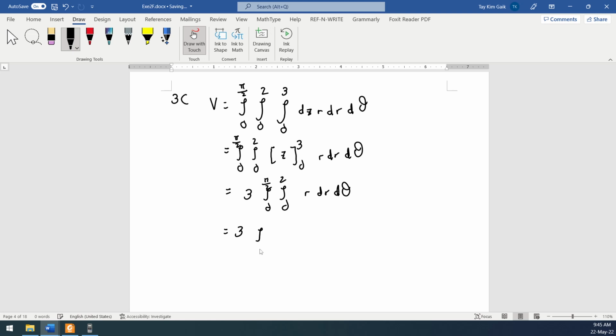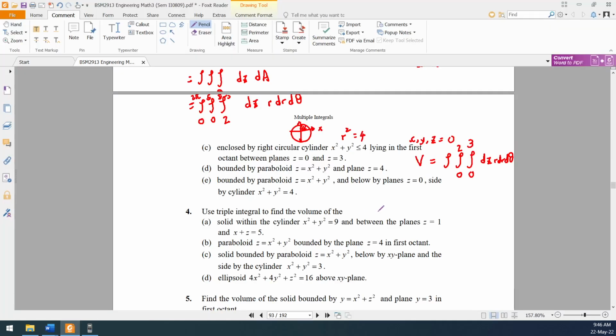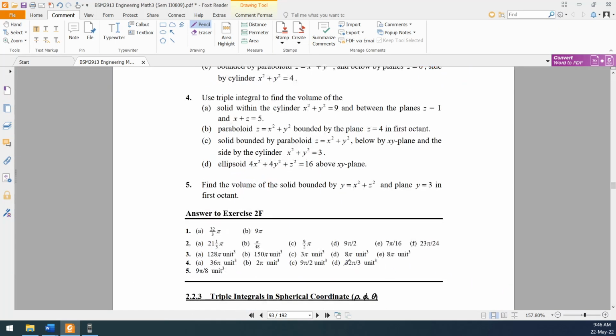Integrate r dr, you have r squared divided by 2. I factor the 1/2 outside. So the limit of r is 0 to 2, d theta. Plug in the upper limit 2, you have 2 squared is 4. So you get 3 over 2, factor out the 4 here, then integrate 0 to pi over 2 d theta. Simplify, this is 6. Integrate 1 d theta, you have theta, limit from 0 to pi over 2. So the answer is 3 pi. Question 3C, 3 pi.